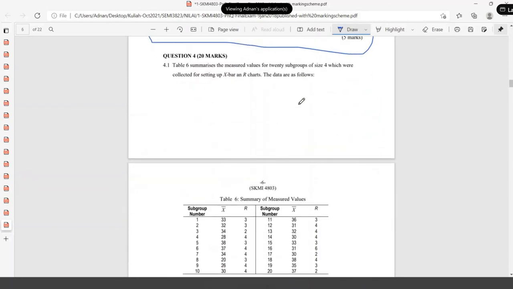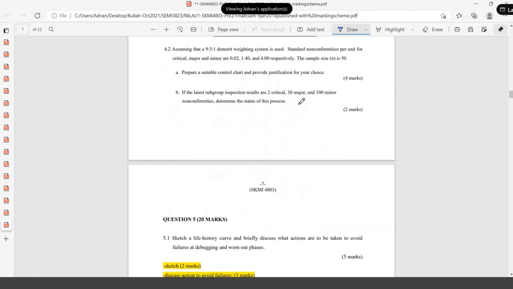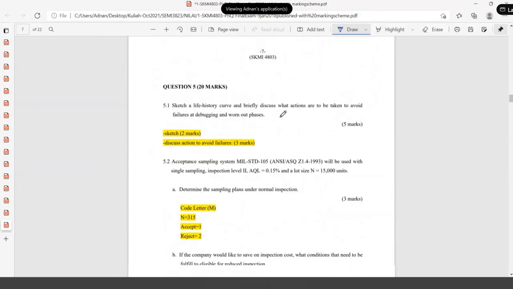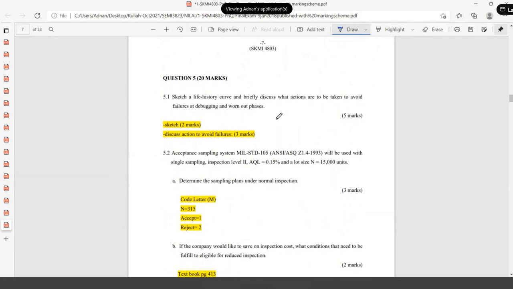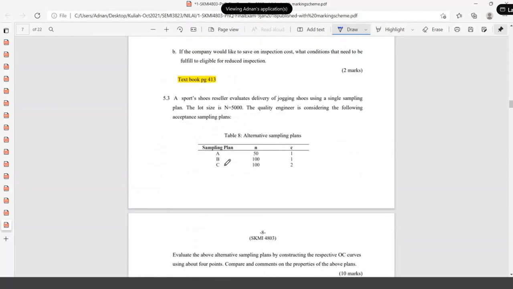Soalan 4, okay, berkaitan dengan X bar. Ini soalan berkaitan dengan demerit. Okay, this is demerit chart. Okay, soalan 5. This is life history, reliability. Reliability tak masuk test 2, but you need to prepare for final lah, reliability. Ini acceptance sampling. Okay, this will be final, not for test number 2.